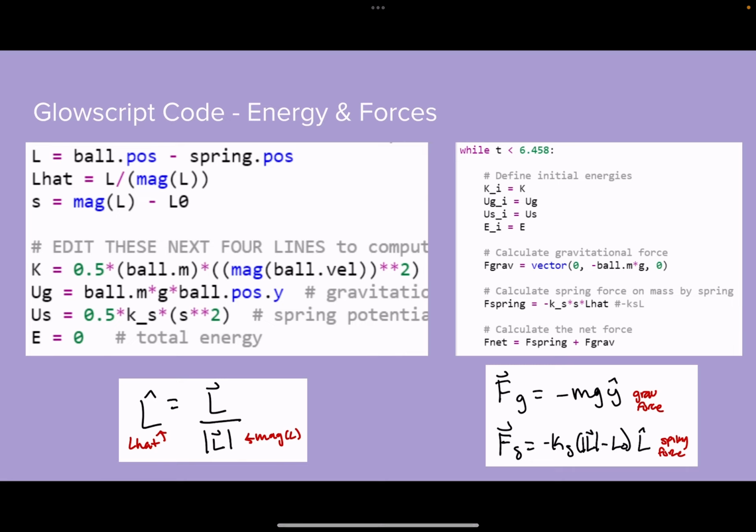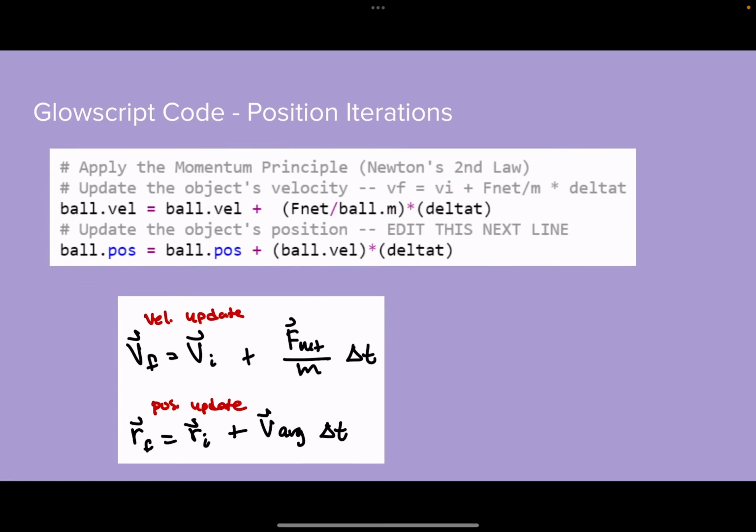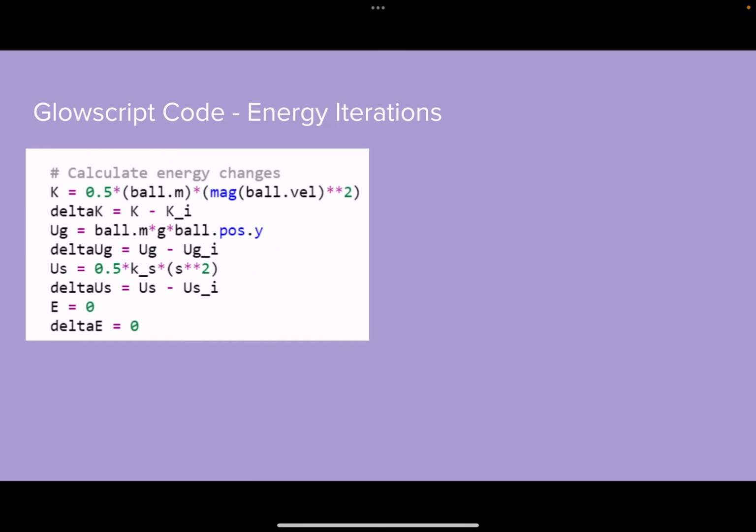We also found L hat and s using the physics principles that we know, and we also added in the kinetic, gravitational potential, and spring potential energies, and updated those later on through the iteration. And again, the two forces present are force of gravity and force of the spring, which make up our F net. And again, we iterated the process by putting in Newton's second law of position and velocity update formula. And we also iterated the energies present in the system as well.